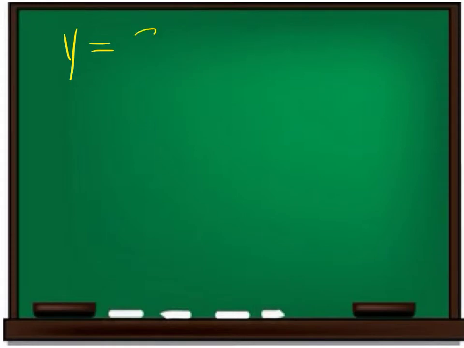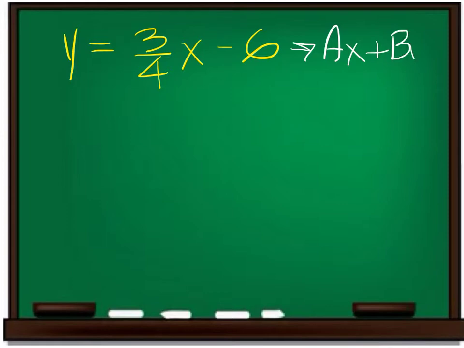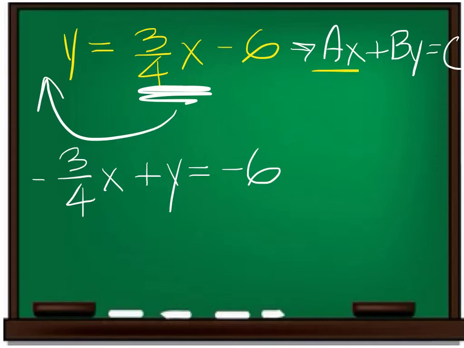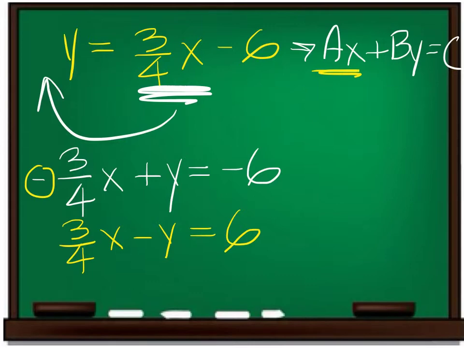Y equals a positive 3 over 4 x minus 6. We want to convert this to ax plus by equals c. Move this x term over to the left and change the sign. Now you have a negative a term. You have to change the sign of everything. So now it's a positive 3/4 x minus y equals 6.